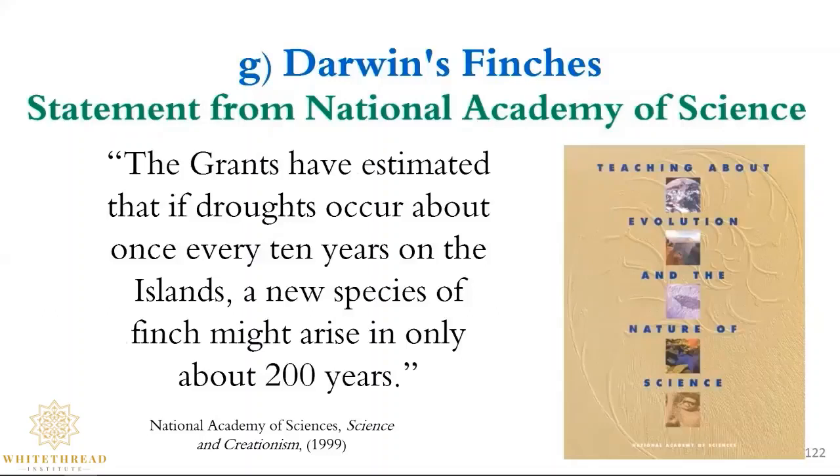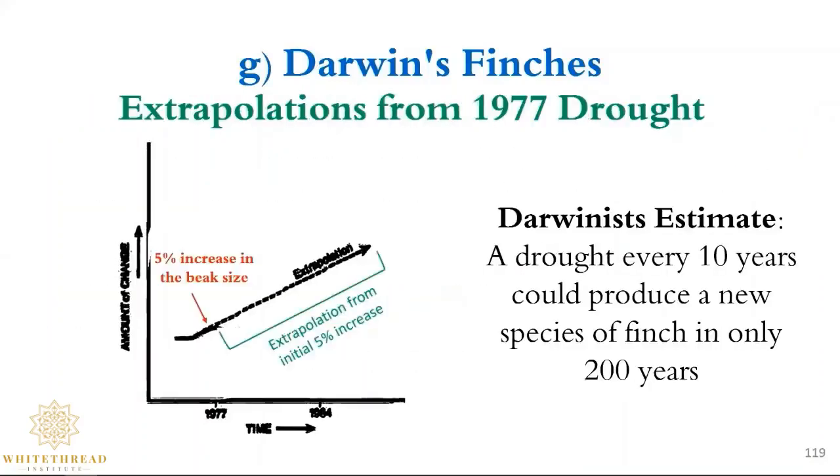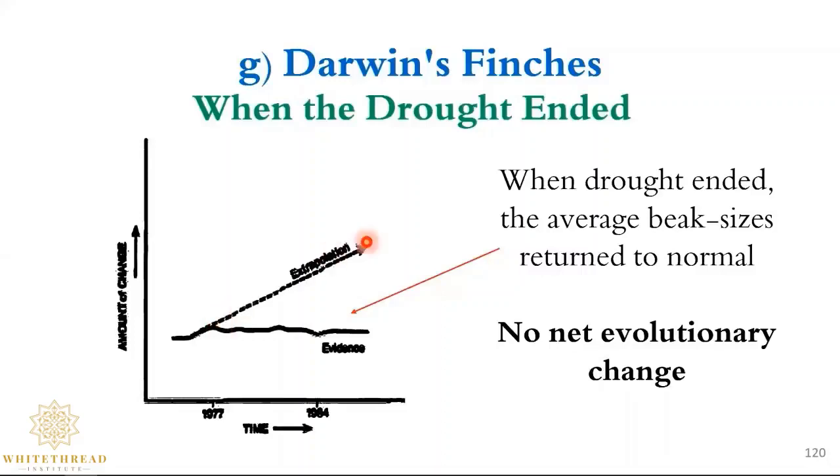And it's being claimed here that this is a compelling example of speciation because the Grants have estimated that if droughts occur about every 10 years on the islands, a new species of finch might arise only in about 200 years. So this is heavily reliant on the extrapolation, which I showed you in this diagram here. So here you can see it's heavily reliant on the extrapolation. It's not the evidence. Evidence is just oscillating about normal.